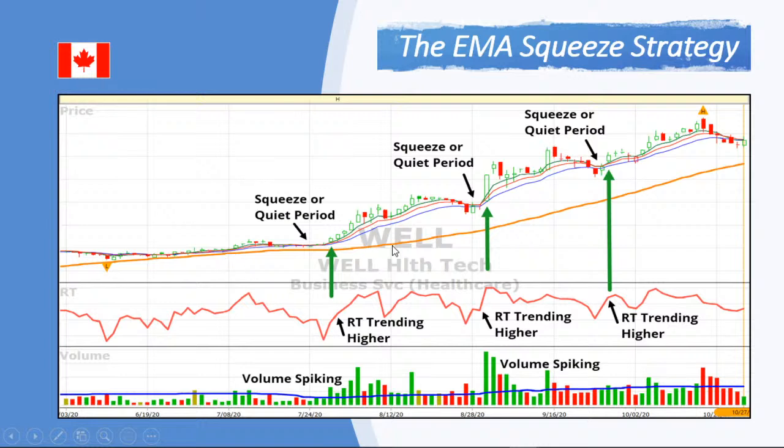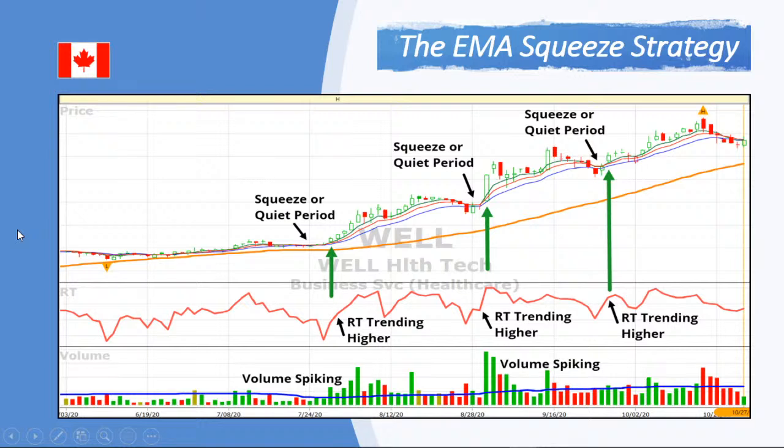Another example here, WELL. This is a Canadian stock. A lot of you guys are saying, well, I don't trade Canadian stocks. Some of you might be saying, I don't trade US stocks. I think this is really the beauty of this course. Stan and I, in the course that we're going to talk about in a moment, are going to go through both markets. You're going to see examples for both markets, and the system applies to both markets.